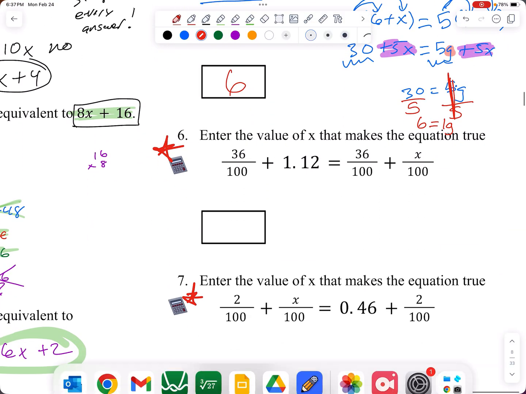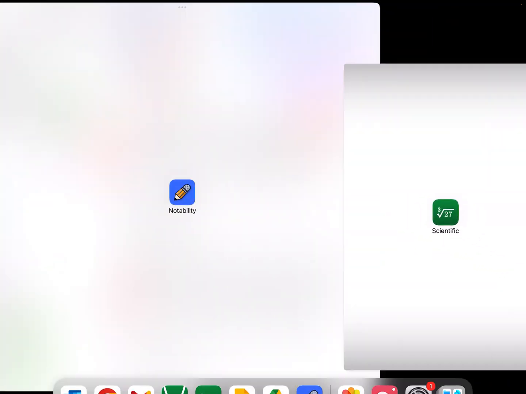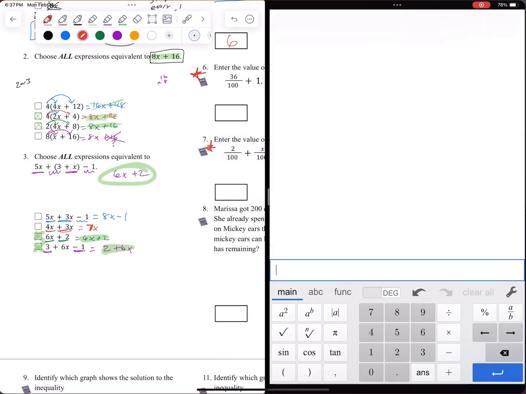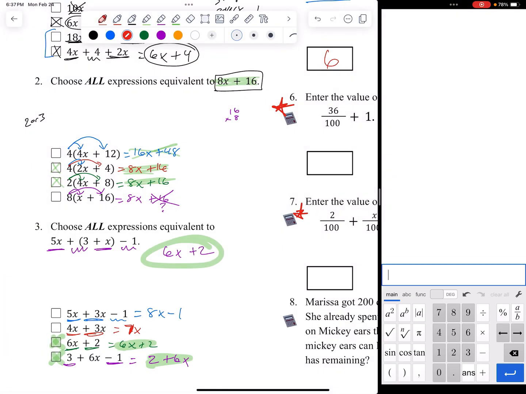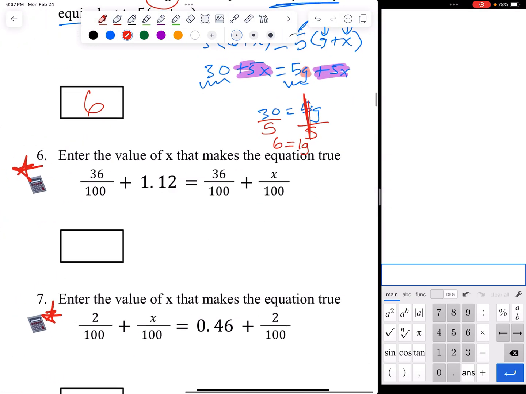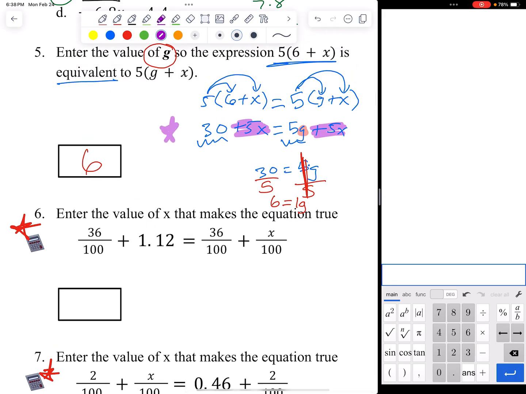Number 6 and 7, they told me to use a calculator. Okay, I'm going to use it. Why not? Now, I've done one of these before. And again, you've only known that if you've seen the other videos and if you did them alphabetically, I guess. So enter the value of x that makes the equation true. And I'm already noticing something, just like this one, right? Same kind of setup here. I see a 36 over 100 and a 36 over 100.